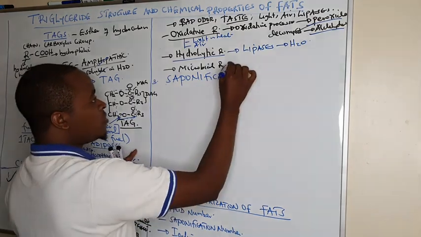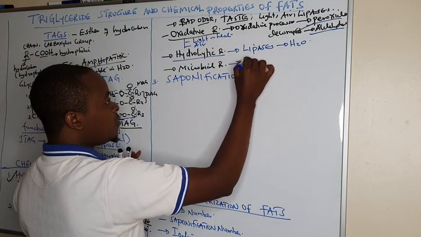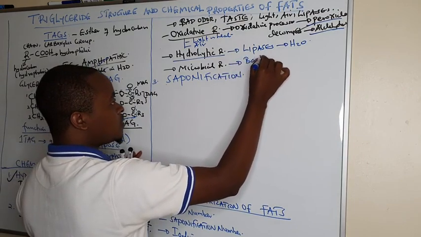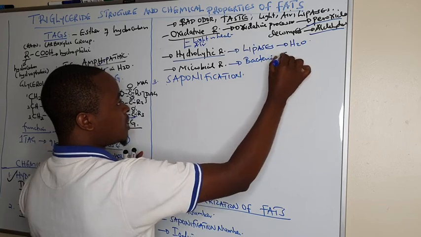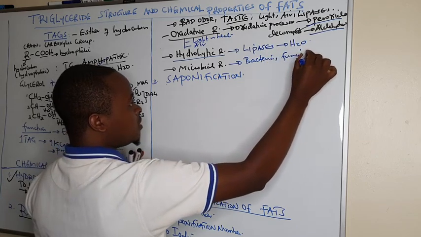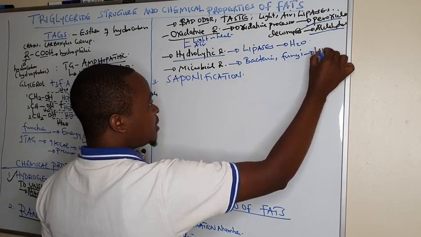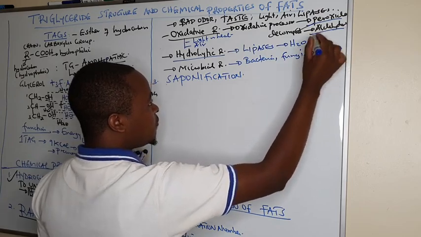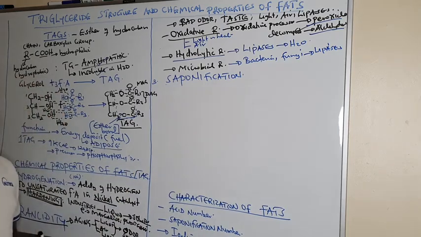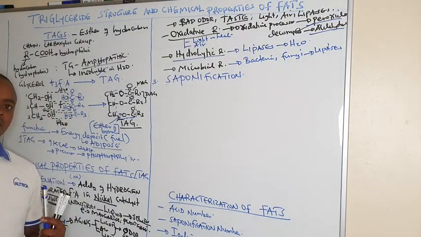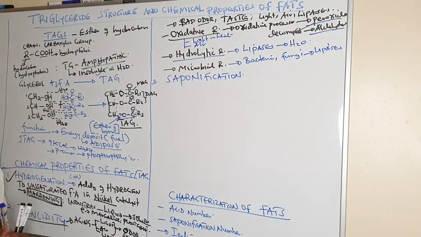Then under microbial, we see even microorganisms like bacteria and microorganisms like molds or fungi using their enzyme lipases to break down the fats. And this results in bad odor and taste of the fats.